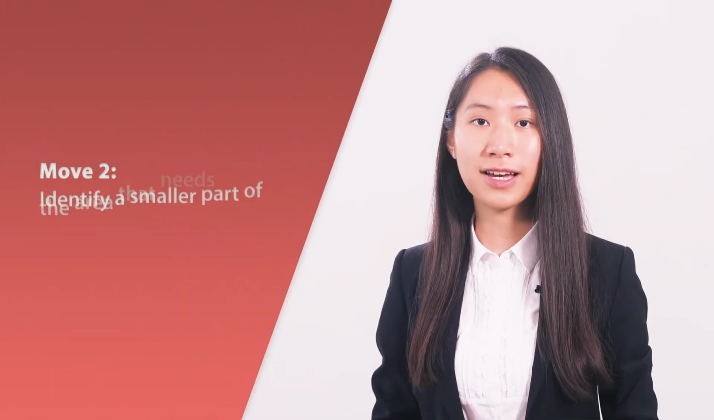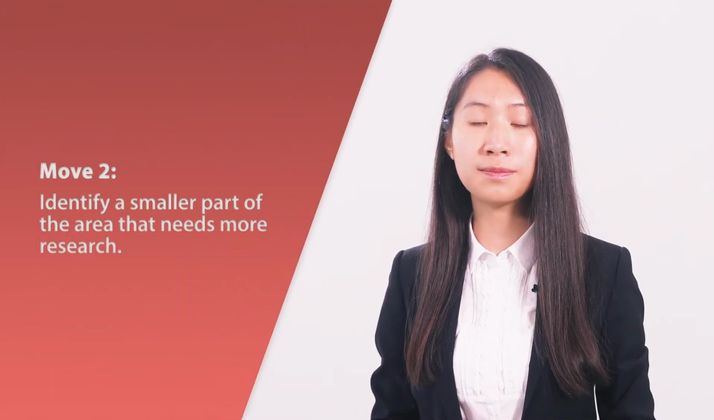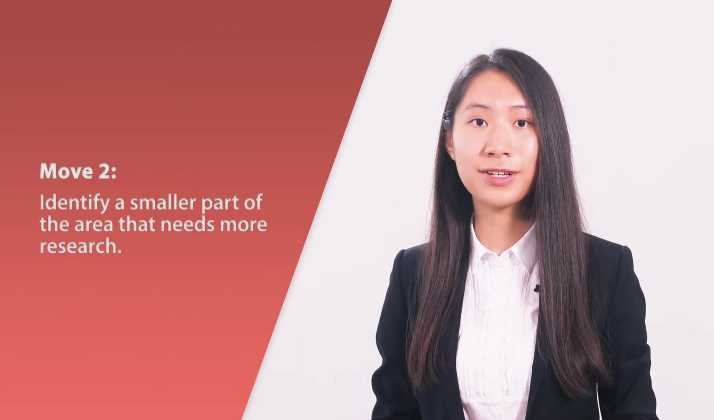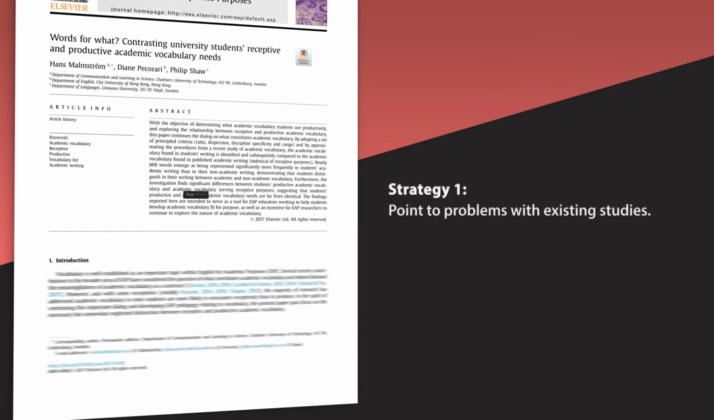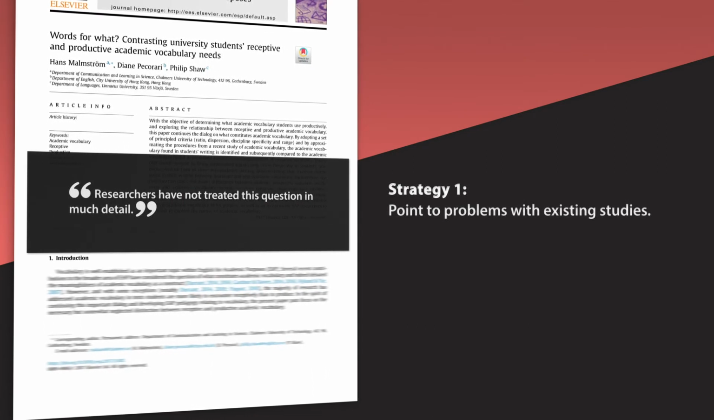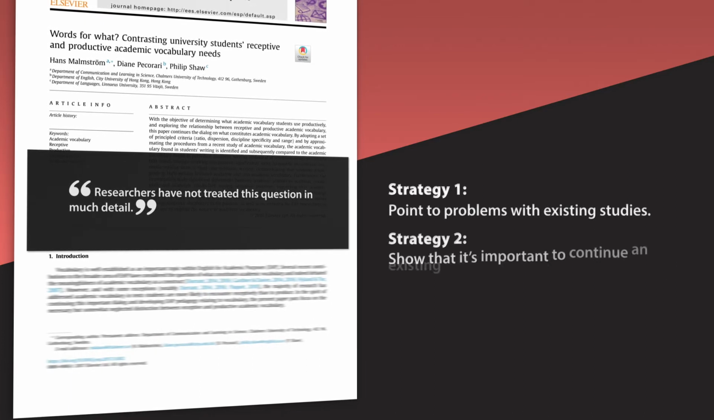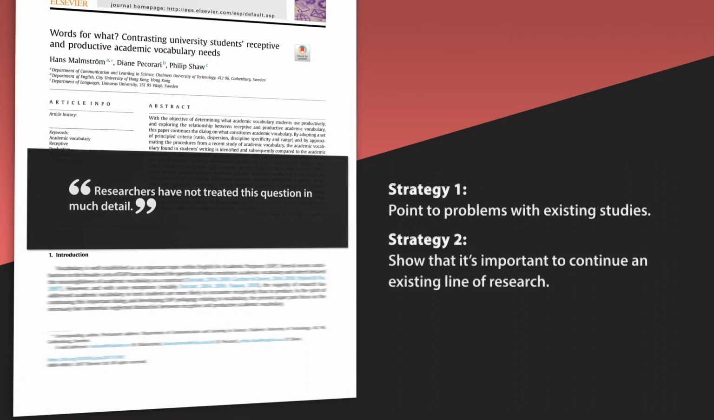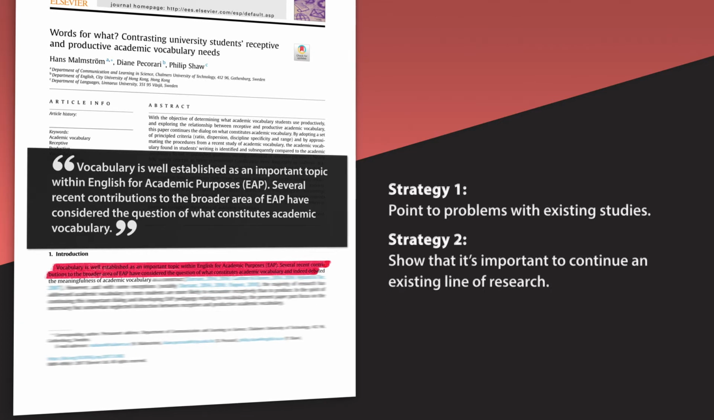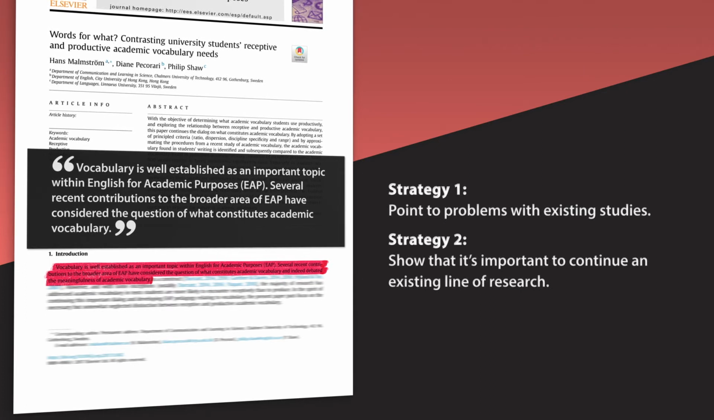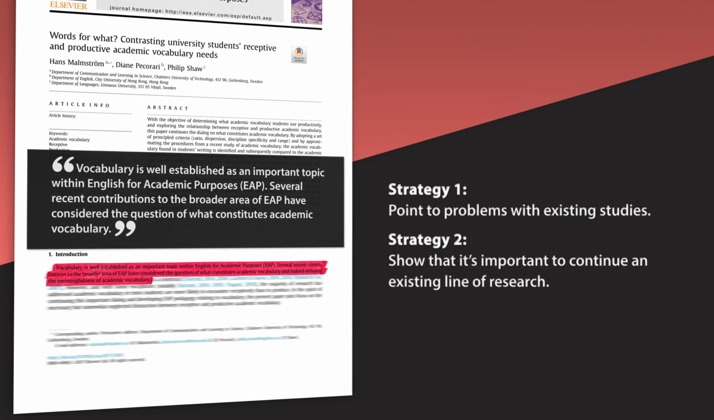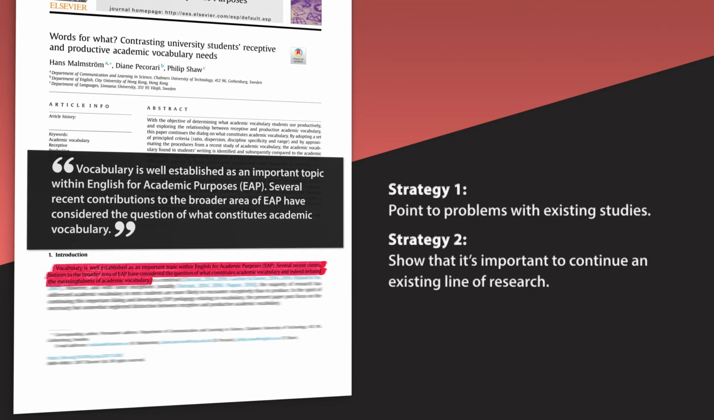The next move is to identify smaller parts of the area that needs more research. To do this, you can choose different strategies. You can point out imperfections in the existing research. Researchers have not treated this question in much detail. You can also show that it's important to continue an existing line of research. Vocabulary is well established as an important topic within English for Academic Purposes, or EAP. Several recent contributions to the broader area of EAP have considered the question of what constitutes academic vocabulary.